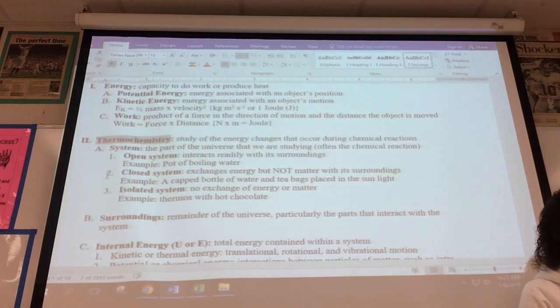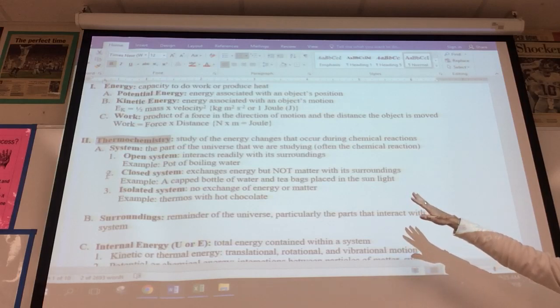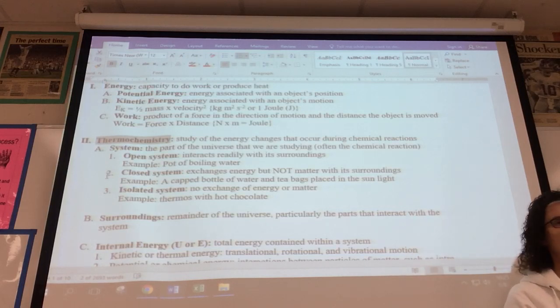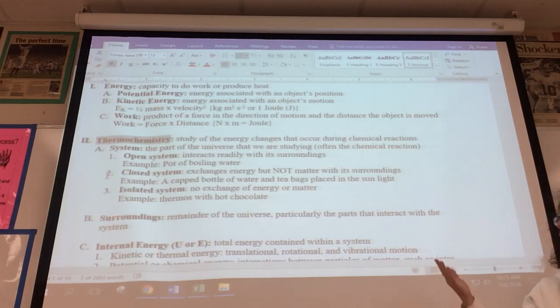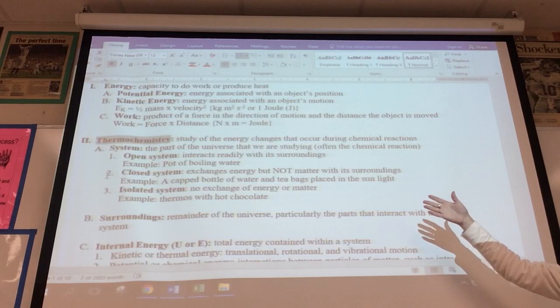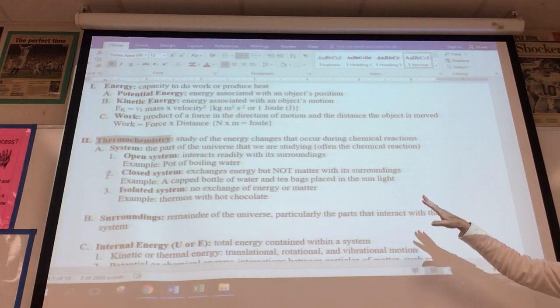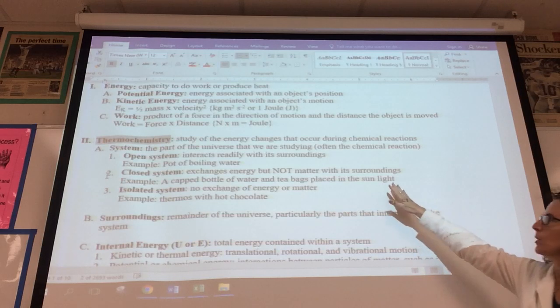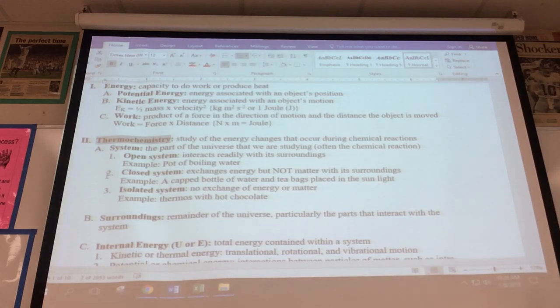The part of the universe that we're studying is referred to as the system. Typically, that's the chemical reaction, sometimes the reaction vessel that chemical reaction is occurring in, such as a test tube, Erlenmeyer flask, beaker, etc. In an open system, you're going to see interaction with the surroundings. So if you have a pot of boiling water, or you have a beaker full of solution or 2 solutions that you've reacted together, you've got an open system as opposed to a closed system in which you still can get energy exchange, but you're not going to get matter exchange with the surroundings. So you're going to cap it in some way, maybe put a rubber stopper in it, etc.